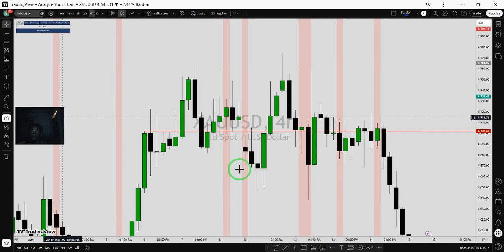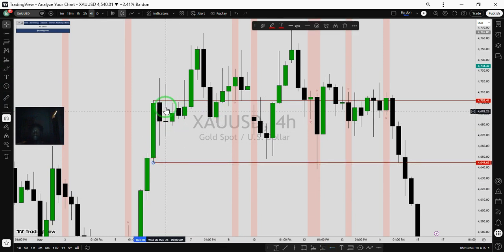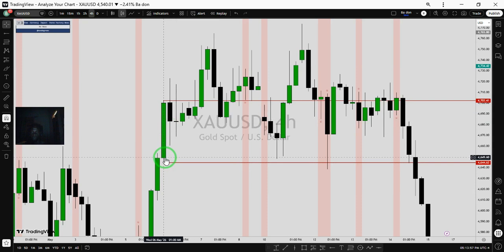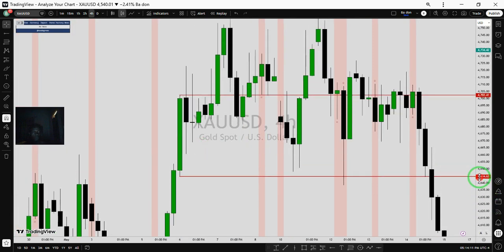I don't want to go back. You can go back and backtest this yourself, but let's just use this current market here. So I marked the high and the low of a bullish candle. What we want to do is see price sweep the high of that bullish candle, and once we see price wick it like this, once we see price start sweeping it, we go down to the 2-hour time frame.